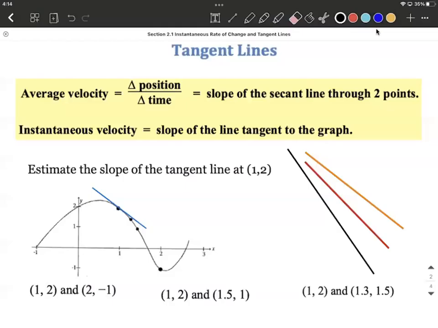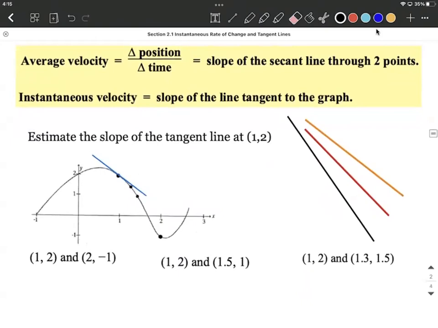Okay, tangent lines. Our goal on this problem is to estimate the slope of the tangent line to this graph at the ordered pair (1, 2). It's already drawn in here, this blue line going across. It's tangent to the graph because it only touches the graph in that one point. It doesn't touch any other points along the way in this graph.